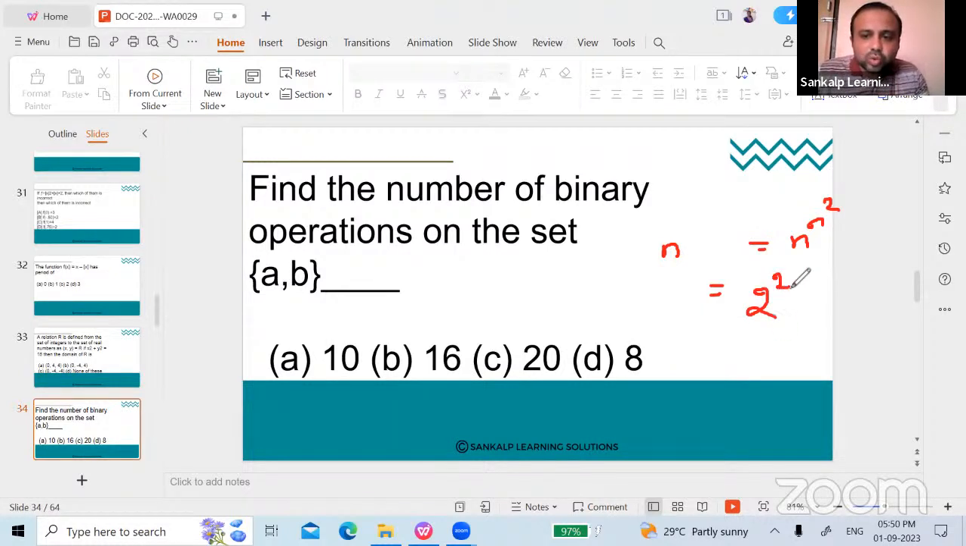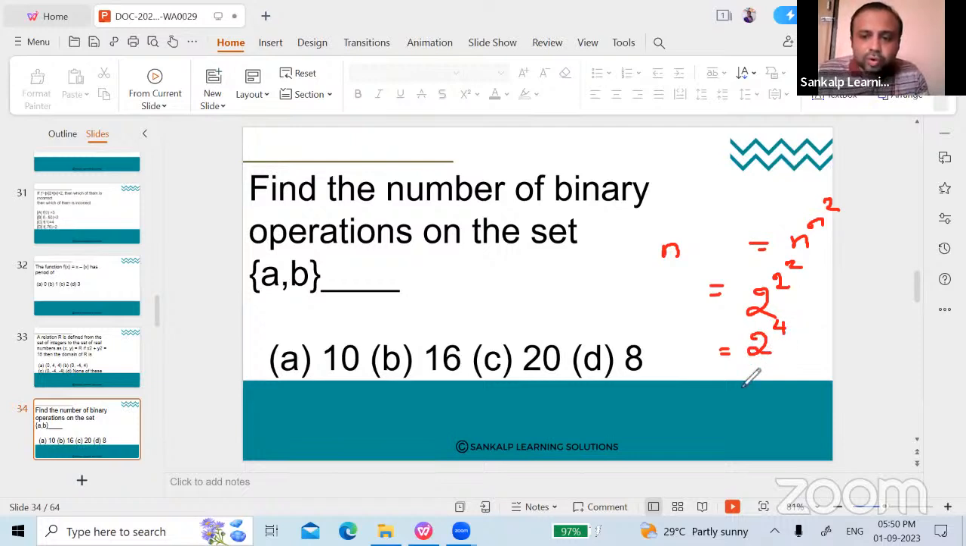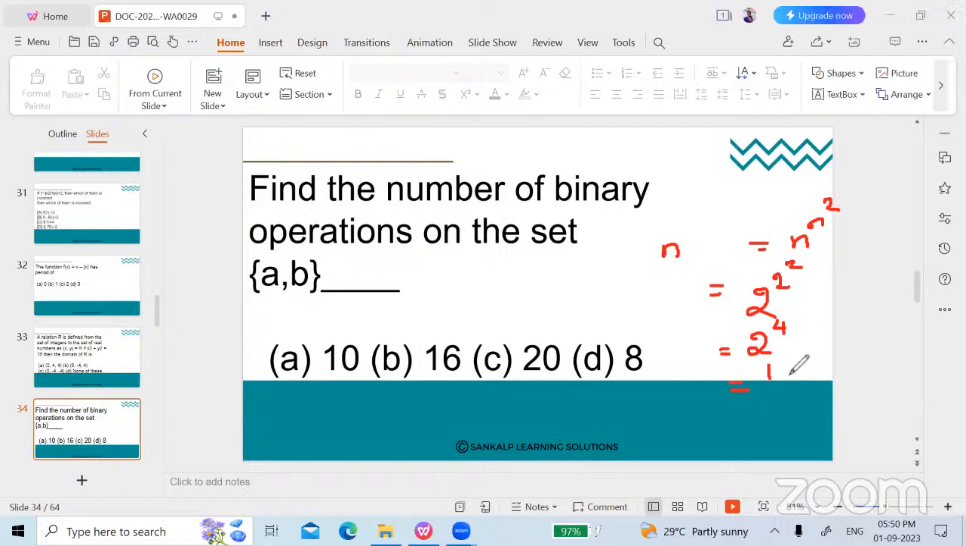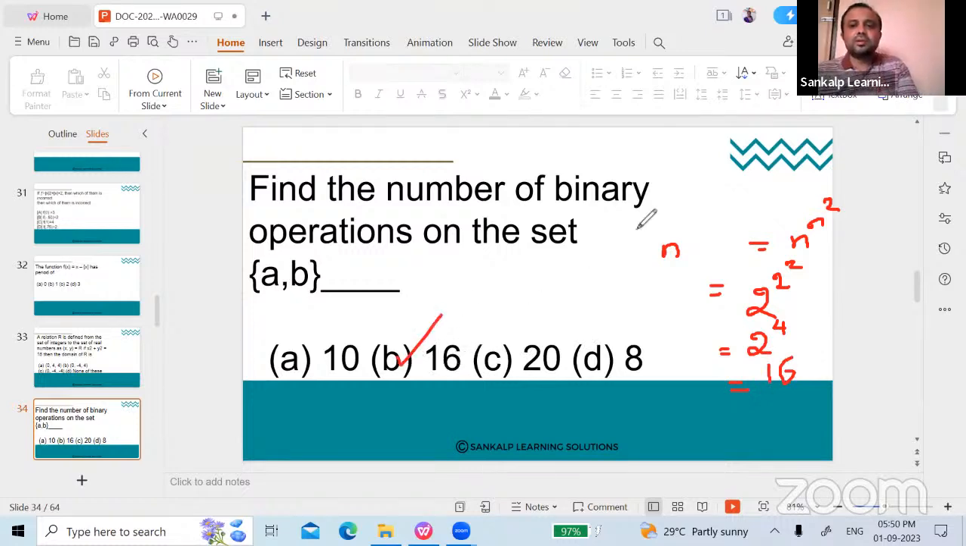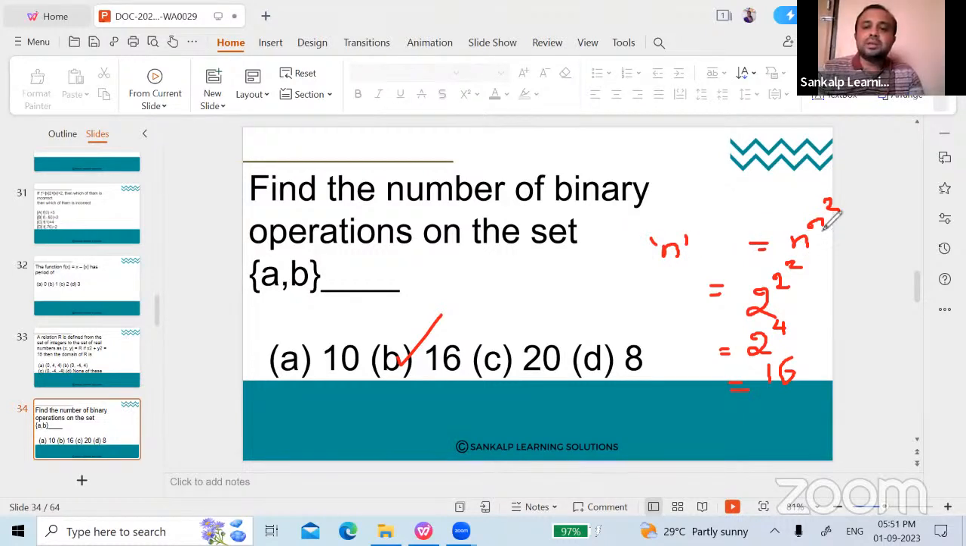So 2 raised to 2 raised to 2. Cleared? 2 raised to 2 square. 2 square is 4. So 2 raised to 4 is how much? It is 16. That is the answer. Clear? For n elements, a set of n elements, n raised to n square will be the formula.